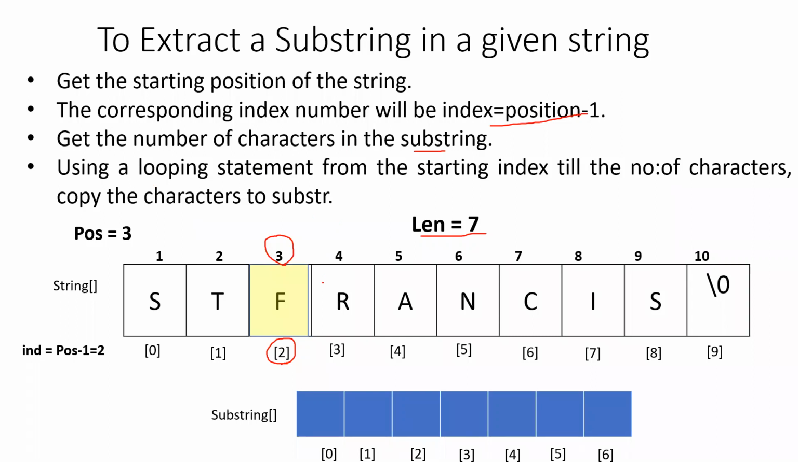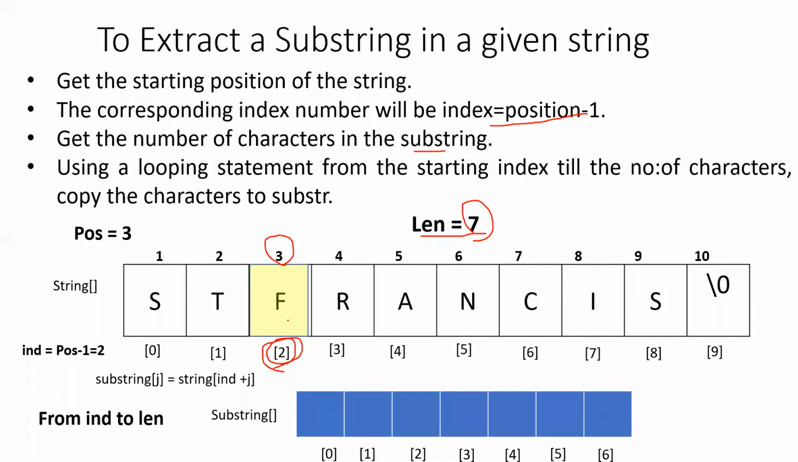So what we have to do now? Using a looping statement from the starting index. So what is the starting index? Index number 2 is the starting index, till the number of characters, until it is less than 7, right? Until it is less than 7, we have to copy the characters to the substring. So what we will do? From index to the length, we will be copying from string to the substring.